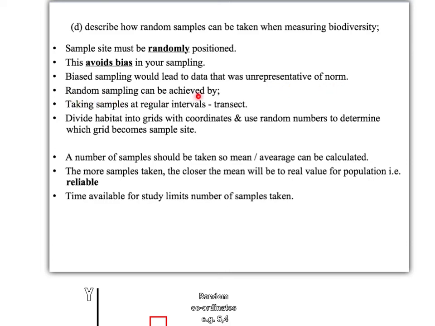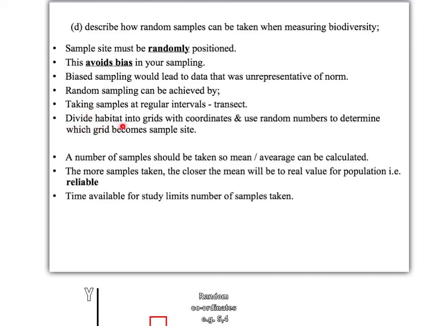Random sampling can be achieved by taking samples at regular intervals. So with our transect that we used before, we lay a transect line across our particular area and sample at various points along that transect line, and that would be an example of random sampling. We'd obviously have to randomly place our transect, which would be a key thing.